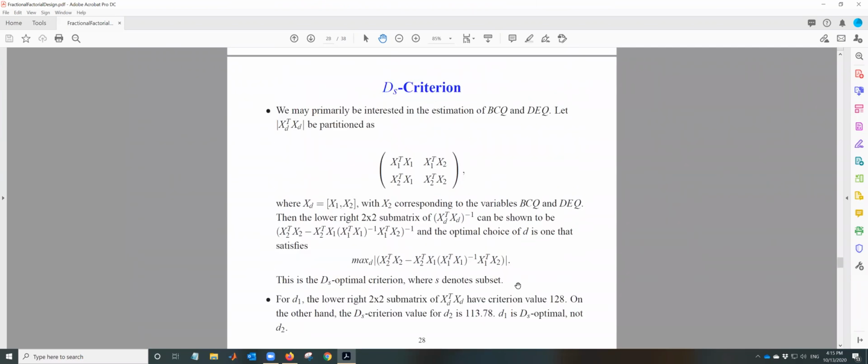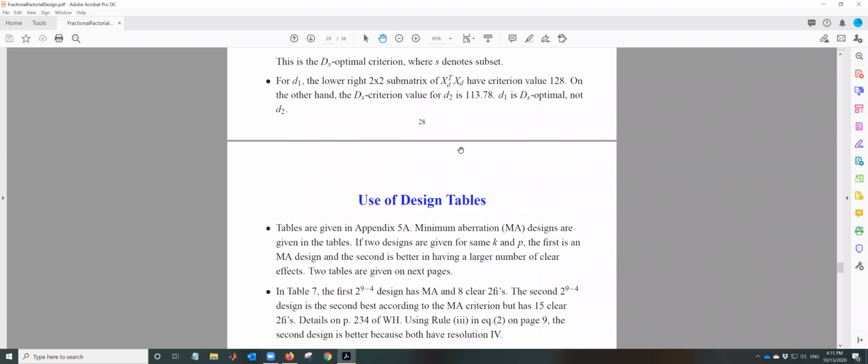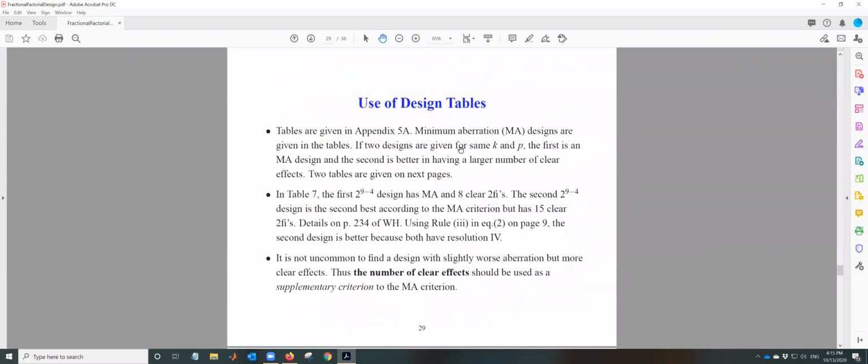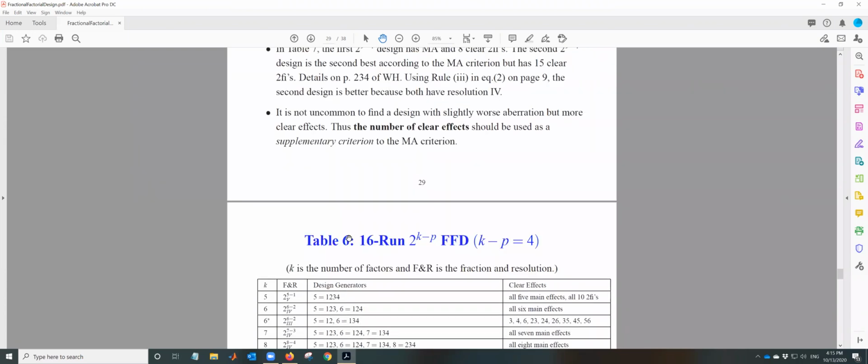So those are the follow-up designs, or you can call them sequential designs. They have different criteria. You can also use the design tables, because in the book we mentioned in the first slide, they put those fractional designs, the best fractional designs, which have already been identified in the appendix. And the minimal aberration designs are given in the table. So if you want to do the experiments, you can just take those designs. If two designs are given for the same K and P, the first is the minimal aberration, the second is better in having a large number of clear effects.